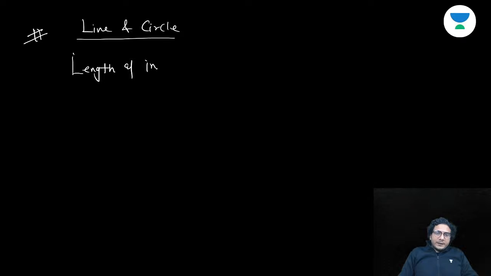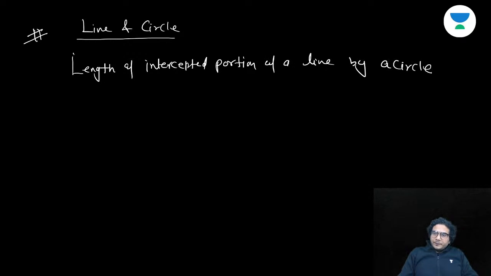Now let me tell you another point. Now let's move to line and circle. In line and circle, first we are doing the length of the intercepted portion of a line by a circle. So let's say the line is given as ax plus by plus c is equal to 0. Okay, wait.